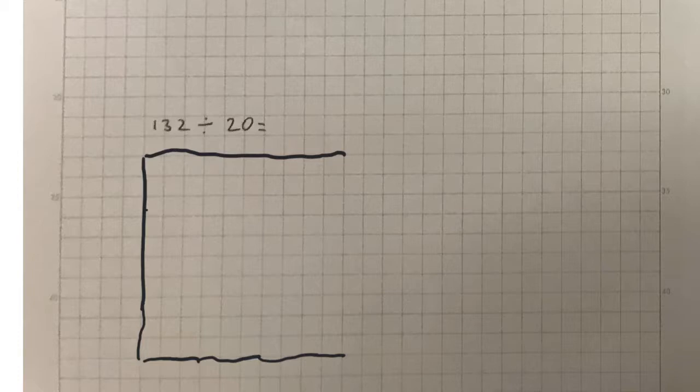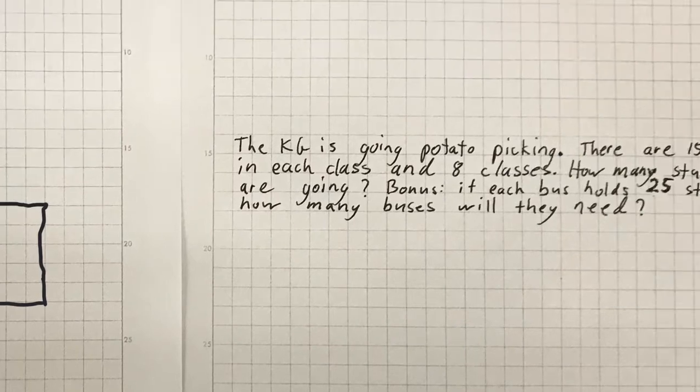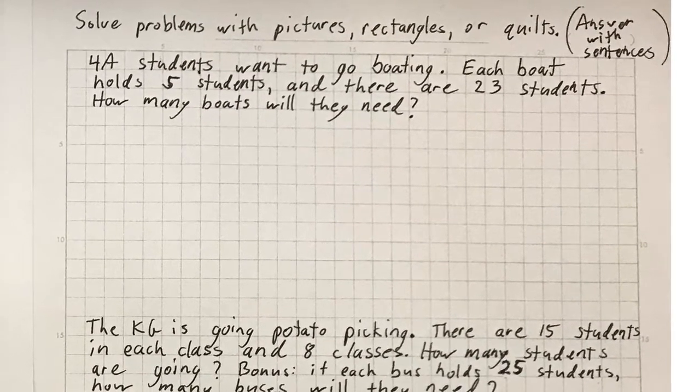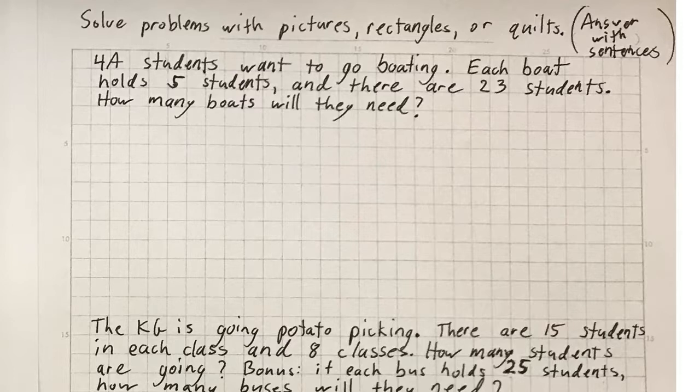So maybe I'll just do 4 by 8 here. That's 132. However you want to do it is up to you for that one. But probably the more challenging bit of this homework is looking at these story problems and solving them. For this, you can use pictures, that's better. Or you can choose rectangles or division quilts. You just have to do it on your own.